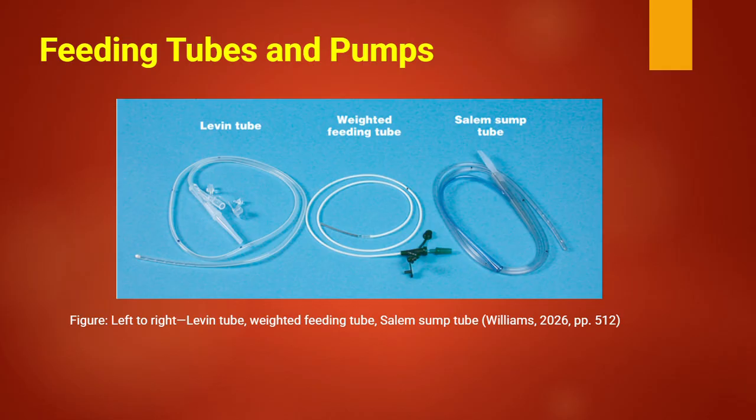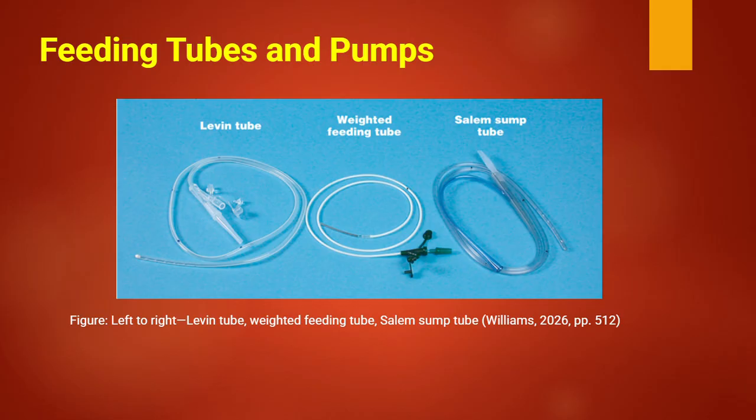The weighted feeding tube is designed specifically for enteral nutrition. The weighted tip helps guide it past the stomach and into the small intestine, which lowers the risk of aspiration and allows for long-term feeding. This tube is usually used for patients who cannot safely swallow, but still have a functioning GI tract.